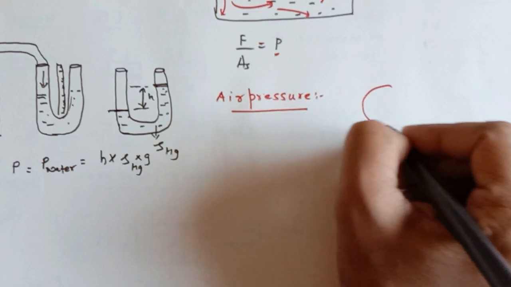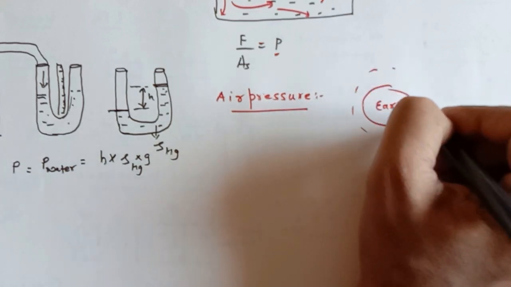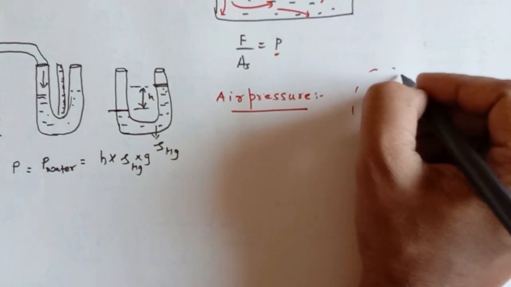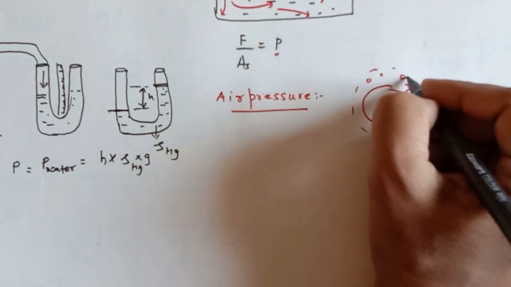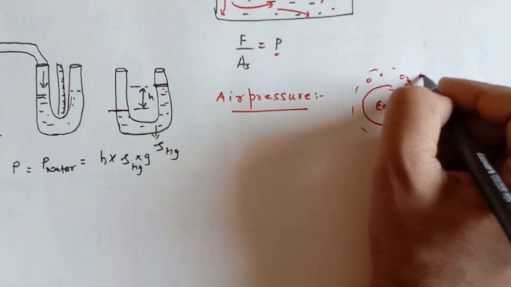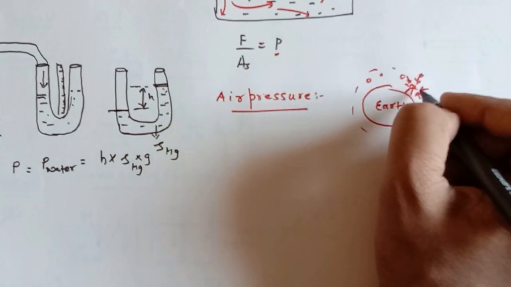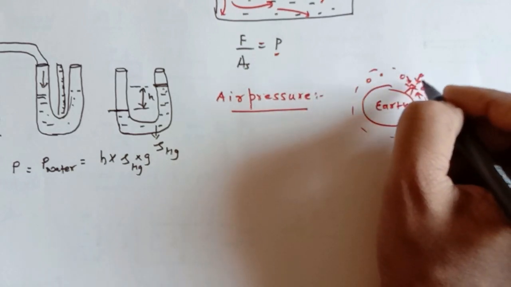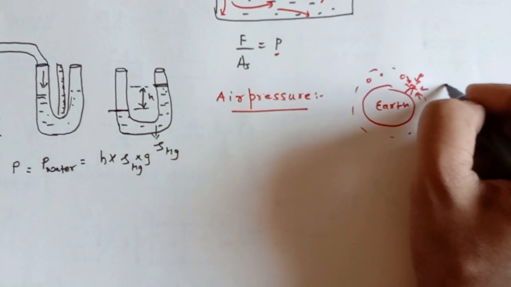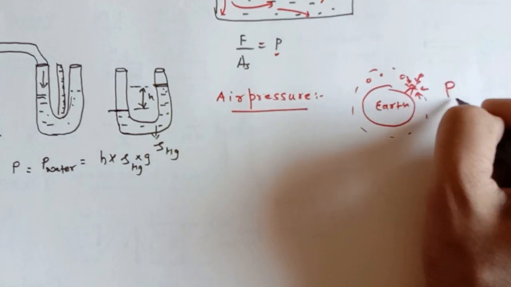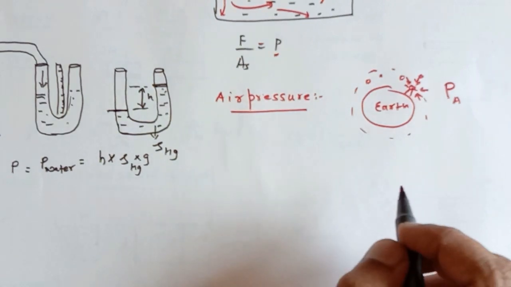So this is Earth, and Earth is surrounded by a layer of gases, and gases are all made up of atoms. So when we are standing on the Earth, we are being hit from all sides by these atoms. The force exerted by these atoms divided by the body area is called atmospheric pressure, right? And that is generally represented by PA.